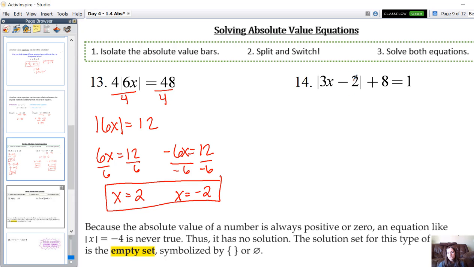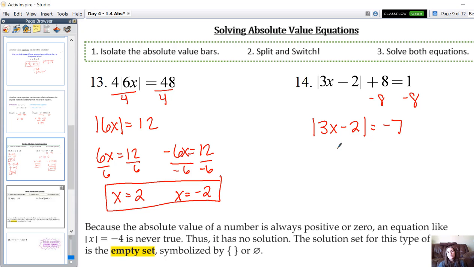Absolute value of x minus 2 plus 8 equals 1. Here, first we're going to subtract this 8 from both sides to isolate our absolute value bars. So we have the absolute value of x minus 2 equals -7. Now this is the type of problem where we have an issue.